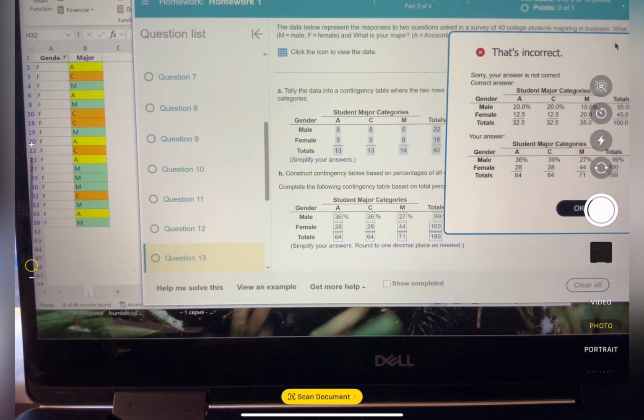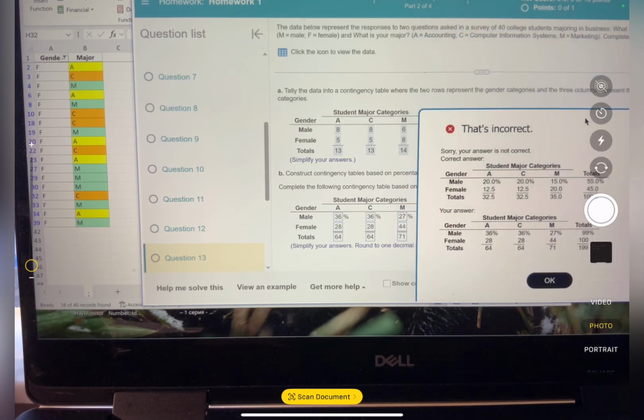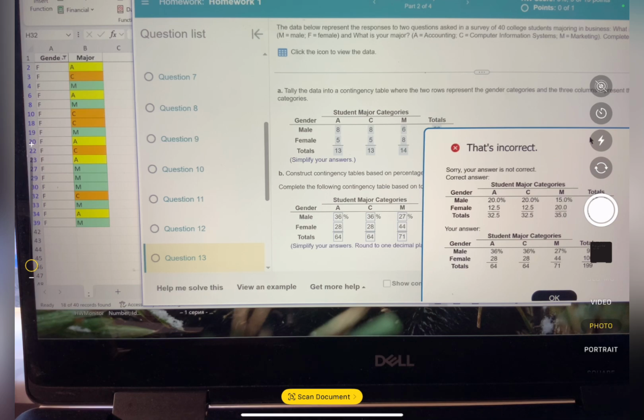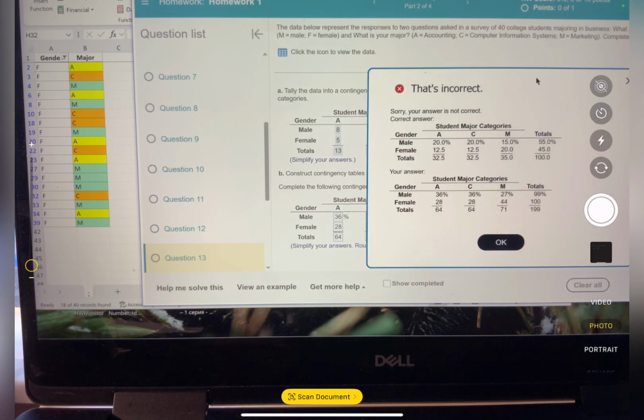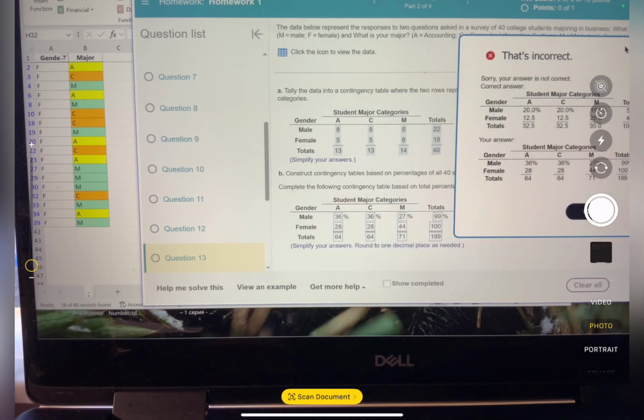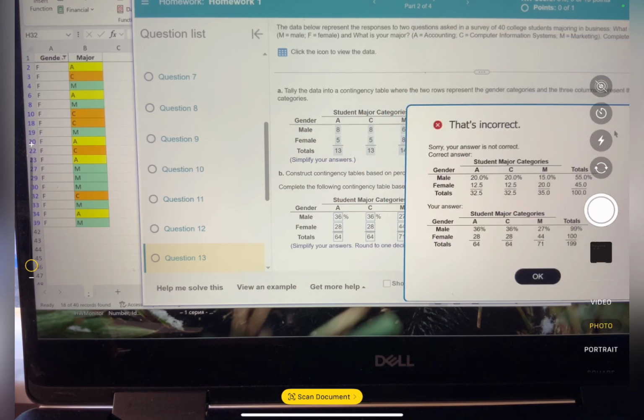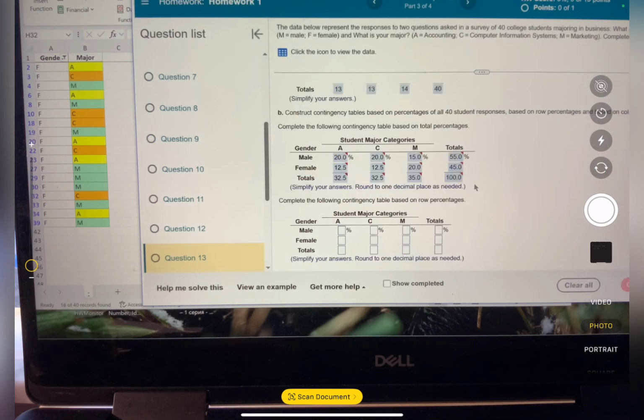For male, it's getting 20%. How so? 8. Wait a minute. They want it from the overall total, not among male. Okay.